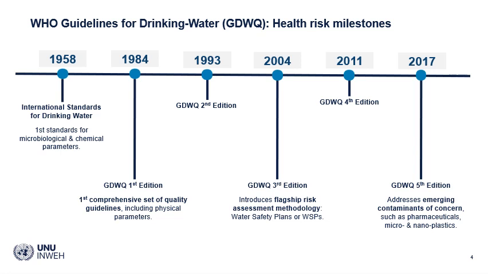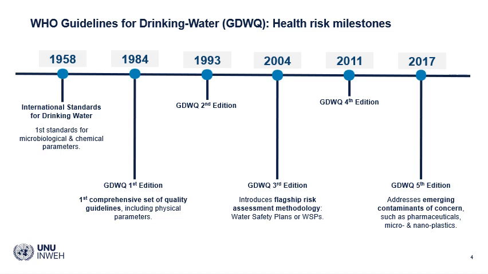Over time, the WHO has updated its drinking water quality guidelines to reflect advances in scientifically robust knowledge, changes in water quality management practices, and emerging concerns related to public health. For instance, in 2004, the WHO introduced its flagship risk assessment methodology to recognize the importance of mitigating rather than just responding to risks, called water safety plans. We will cover this in more detail in the next slide.